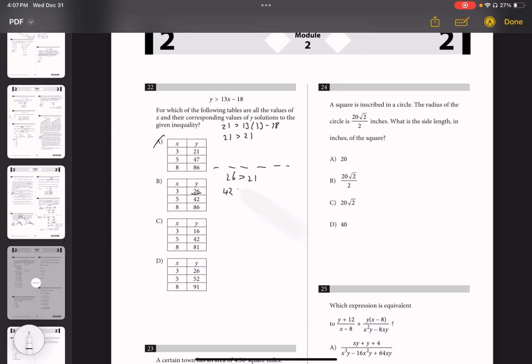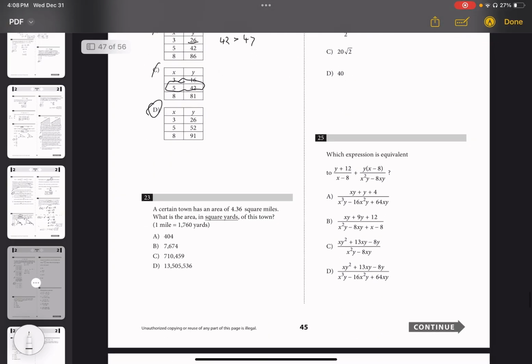We have 42 is greater than 13 times 5 minus 18. For this, I'm just going to simply use my calculator to save some time. So 13 times 5 is equal to 65. And then we subtract 18, and we get 47. So here 42 is not greater than 47, and it's going to be the same for this because that's the same right here. This is also going to be incorrect, so our answer choice has to be D. You can plug and chug for D too to make sure, but only do that if you have extra time.